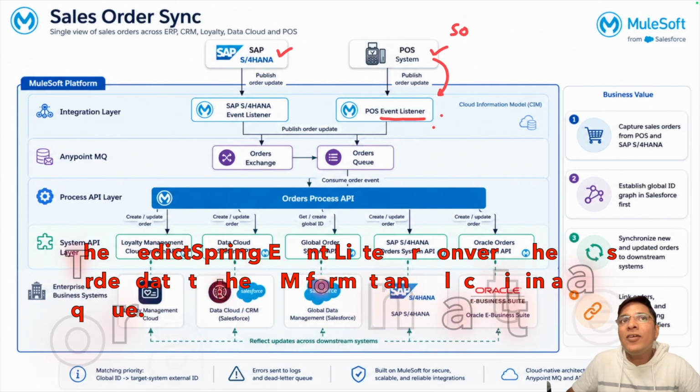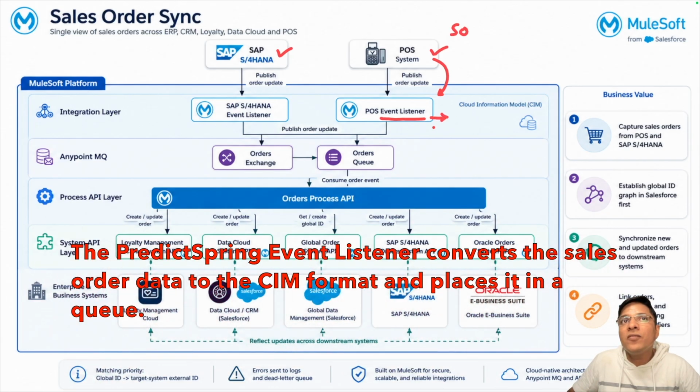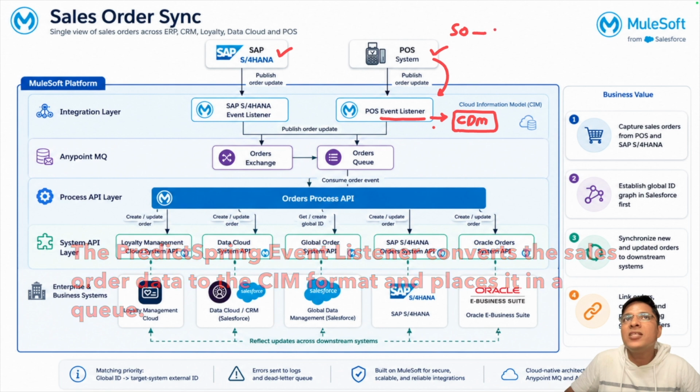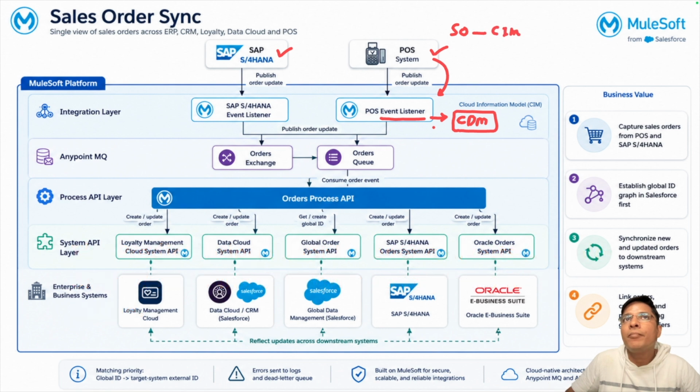Now this layer will map this sales order information to the common data model called CIM, Cloud Information Model. Now why are we doing this? Because we don't want multiple data mappings specific to the target system for this sales order. Now we'll have only one data mapping, sales order to CIM. Then from the CIM, all the other data mappings will be there.